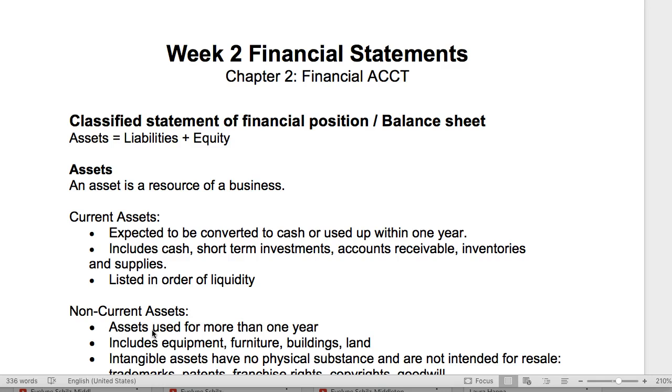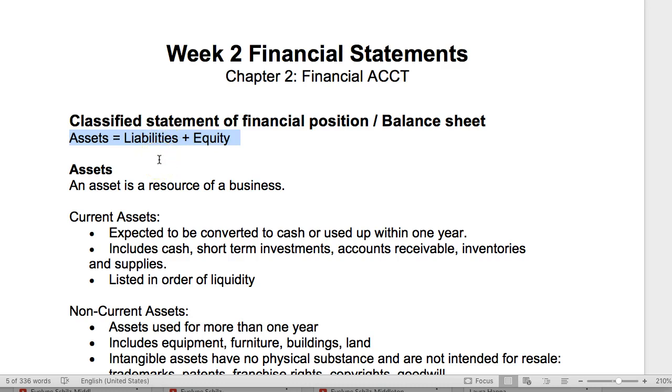So what we're concentrating on at the moment in accounting are two financial statements. The first one we'll talk about today is the classified statement of financial position. And this has another name, also called the balance sheet. On this statement, we have three things. We have the assets, liabilities, and equity. This is called the accounting equation. Assets must always be equal to the total of the liabilities and equity.